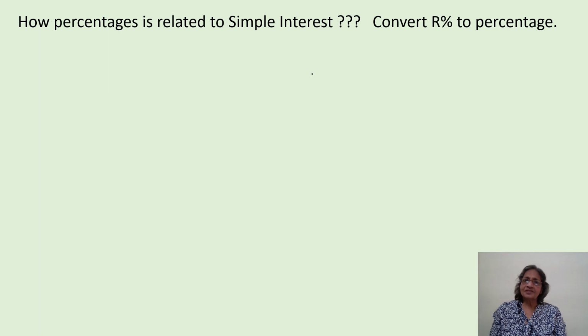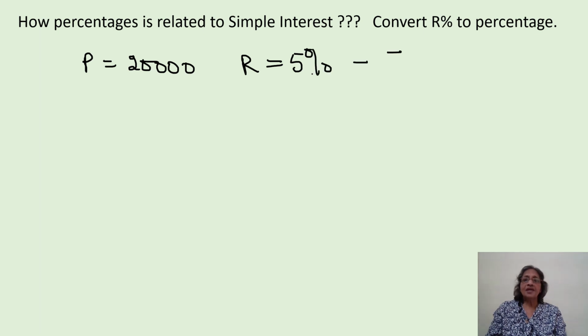Now we come to something very interesting. How is percentages related to simple interest? Okay. So let's take the same example what we took earlier. Now the rate. So I'll just write down again what all we had got. Our principal was 20,000. The rate was 5%. And the time period was 2 years.